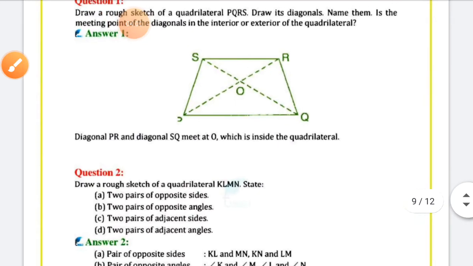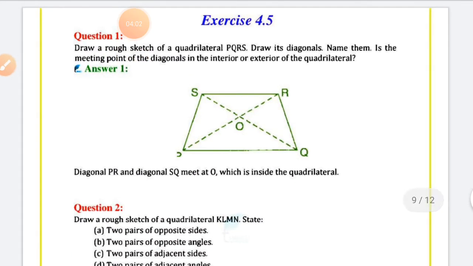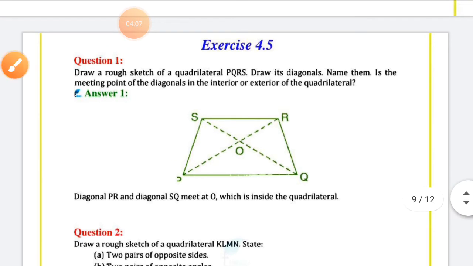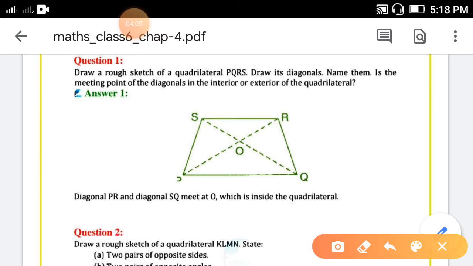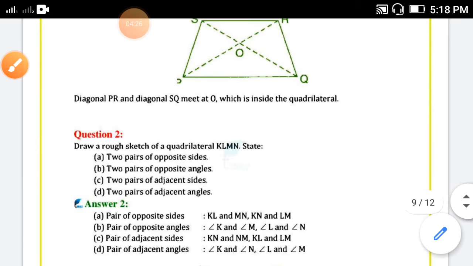Exercise 4.5. First one, you have to draw a rough sketch of quadrilateral PQRS. A quadrilateral means 4 line segments. Then here PQRS, draw its diagonals by joining opposite vertices and give the name. Is the meeting point of the diagonals in its interior or exterior? So it's very obvious, here the meeting point is in the interior.